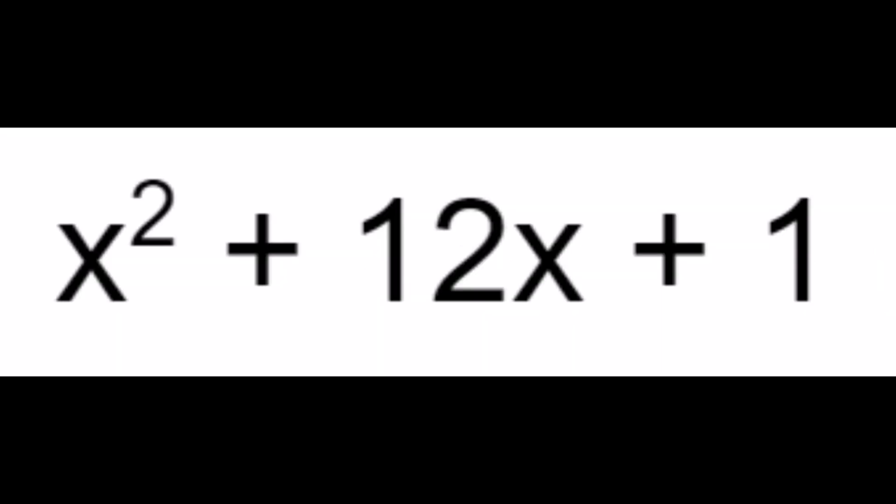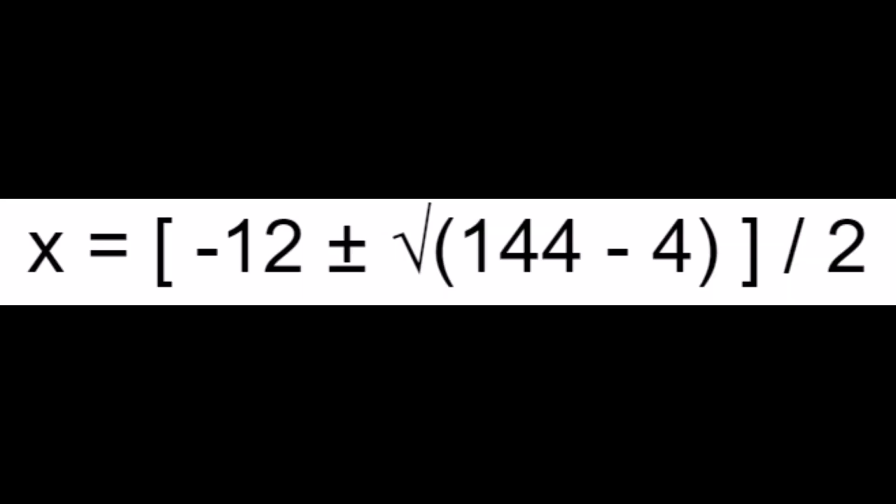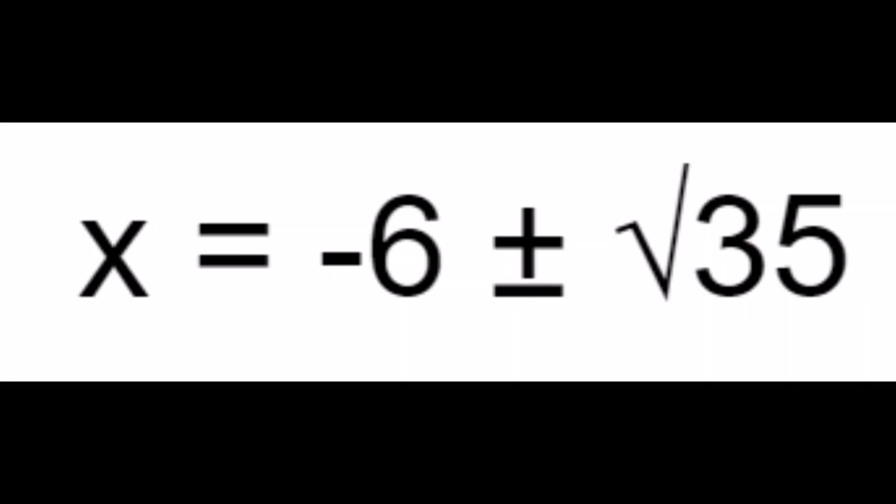For example, for the equation x squared plus 12x plus 1, factoring is not possible, so you can use the quadratic formula. This gives you that x equals negative 12 plus or minus the square root of 144 minus 4 all over 2. This simplifies to x equals negative 6 plus or minus the square root of 35.